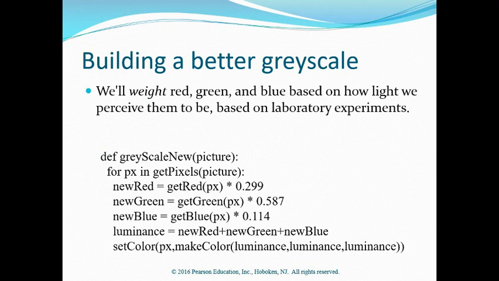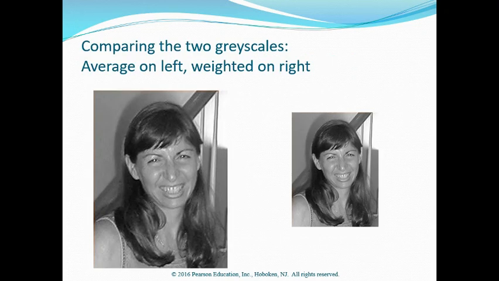So building a better grayscale. We'll weigh red, green, and blue based on how light we perceive them to be, based on laboratory experiments. So in this example, we can see that we're multiplying each object by some proprietary numbers, right, to decrease. And it looks like those values, which they should, all add up to 100. And then we set the color for our new and improved grayscale.